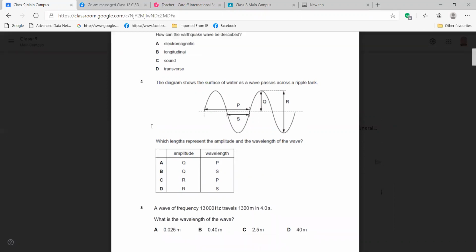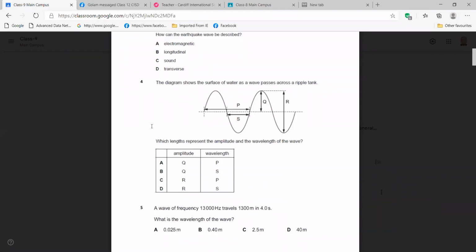So this is another question related to amplitude and wavelength. Shafkat is reading and Kazi Zawad will answer. Kazi Zawad, listen clearly, carefully. The diagram shows the surface of water as a wave passes across a ripple tank. Which lengths represent the amplitude and the wavelength of the wave? Very simple now.